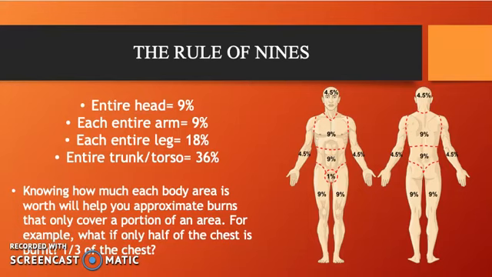If it's just half of the front of the arm, the anterior arm, and it's only from the elbow down to the hand, then that would be like 2 1/4, for example. So knowing how much each body area is worth will help you approximate burns that only cover a portion of an area, like I was talking about. So what if only half the chest is burnt, or 1/3 of the chest?